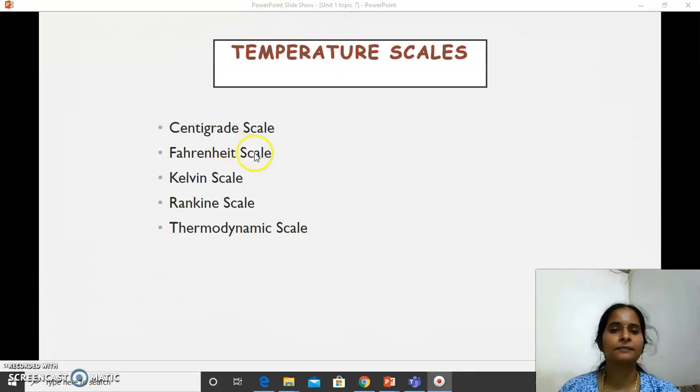Okay, temperature scales. So many types of temperature scales or units were used to measure the temperatures of various kinds of systems. Then you come to know about the centigrade scale, Fahrenheit scale, Kelvin, Rankine and thermodynamic scale, and of course a universal standard temperature scale is also present. Okay, let me explain one by one.